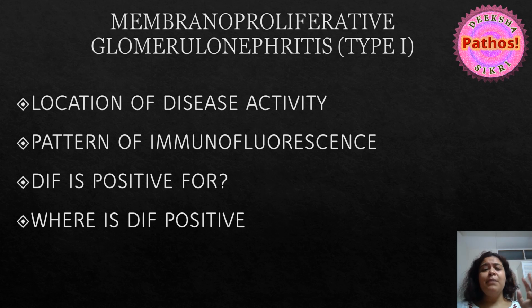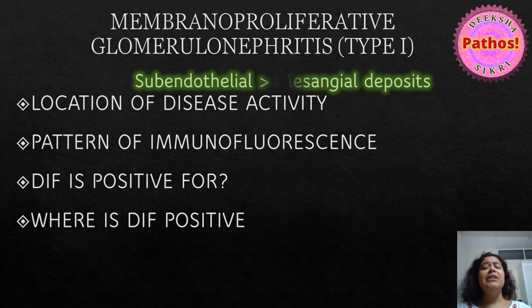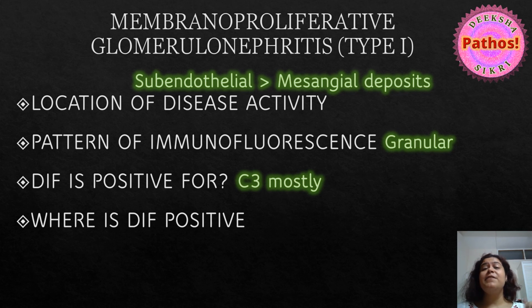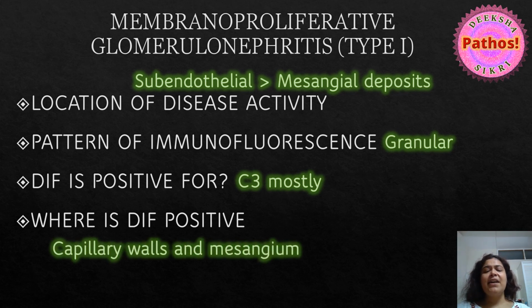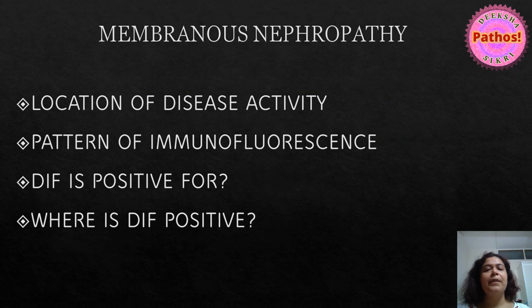MPGN type 1, membranoproliferative type 1. The disease activity is subendothelial deposits more than mesangial deposits. The pattern of immunofluorescence is granular. DIF is positive for C3 mostly. And where is DIF positive? Capillary walls and mesangium. So it would have a mixed granularity.